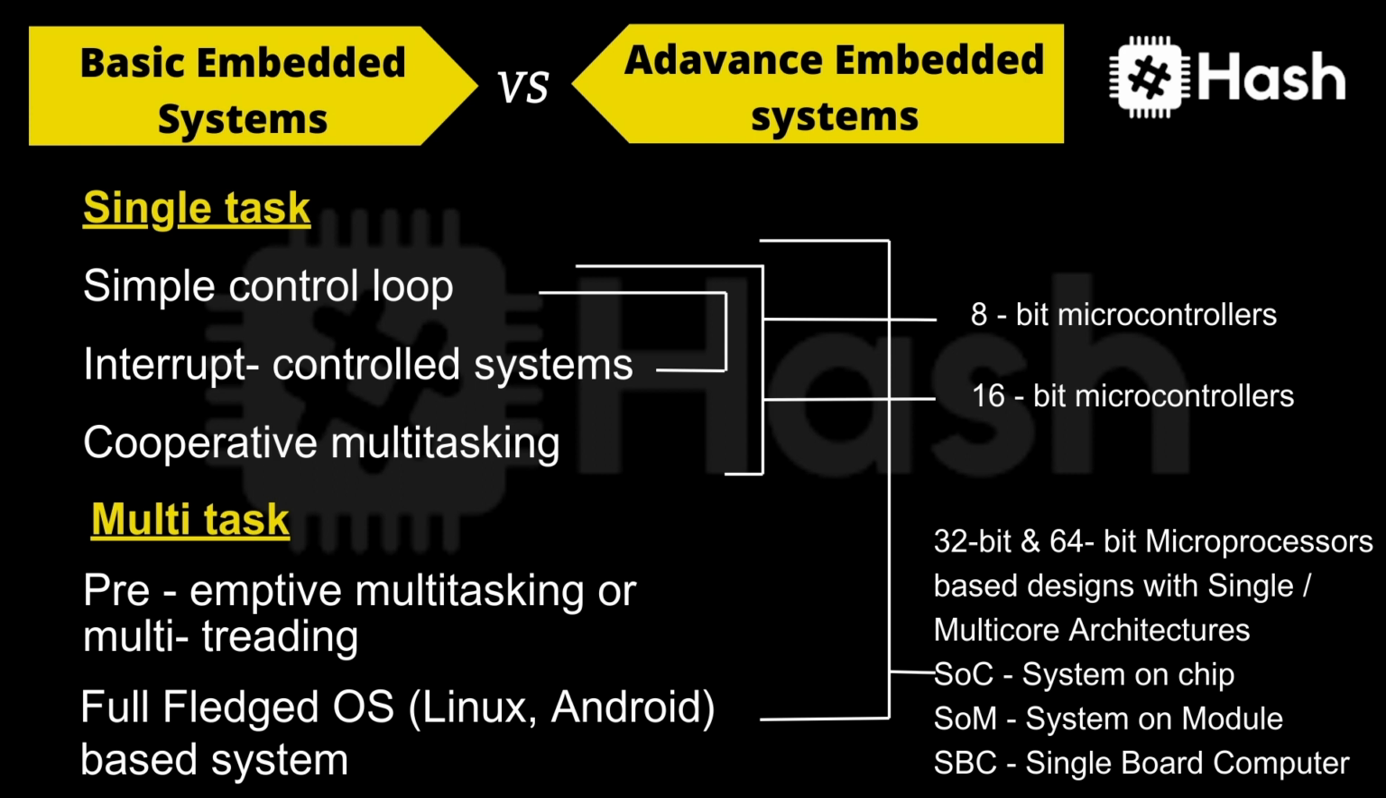We also come across a full-fledged operating system. Examples you would have heard of are the Linux operating system or Android-based systems. These generally run on hardware designed around 32-bit or 64-bit microprocessors. They are also classified on the basis of their design as single core or multi-core architectures. They come under the category of system on chip devices, system on module devices, or single board computers.